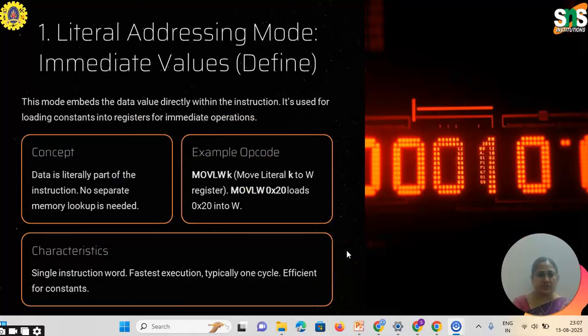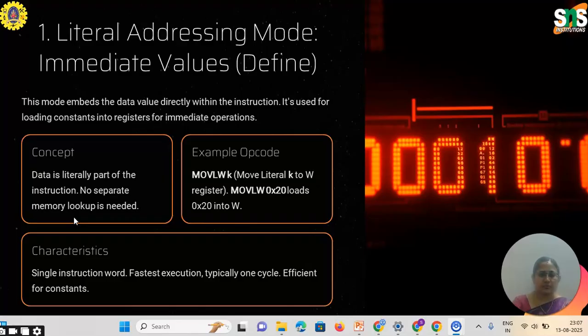First we see the literal addressing mode, or immediate values. This mode embeds the data value directly within the instruction, so it is used for loading constants into a register for immediate operations. The concept behind this is that data is literally part of the instruction, which means it is a constant value. For storing this data, we don't need any separate memory lookup.